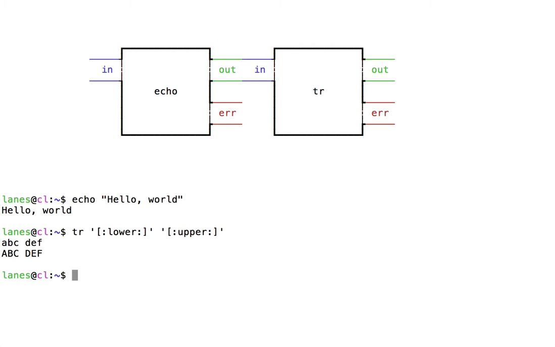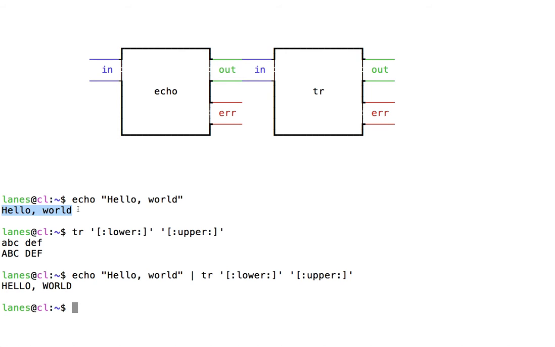Now, let's use the pipe operator to connect the standard output stream of echo to the standard input stream of tr. There are a couple of important points to observe here. First, our original message contained lowercase letters. That original message was not printed to the terminal here. Second, tr did not sit and wait for us to type something.